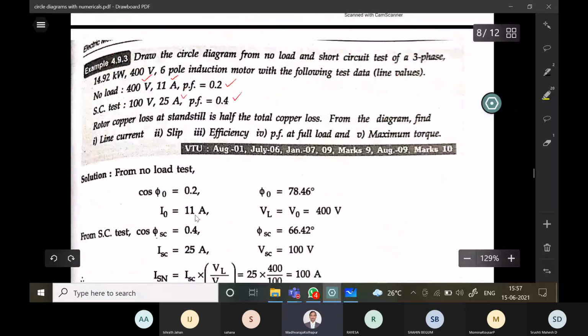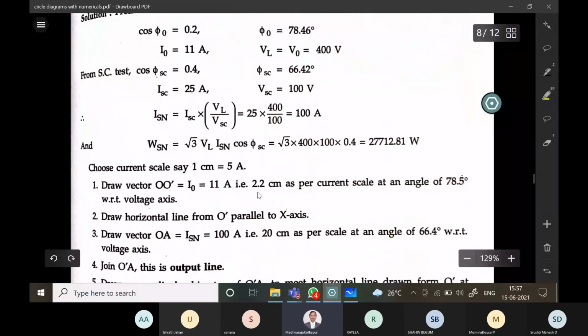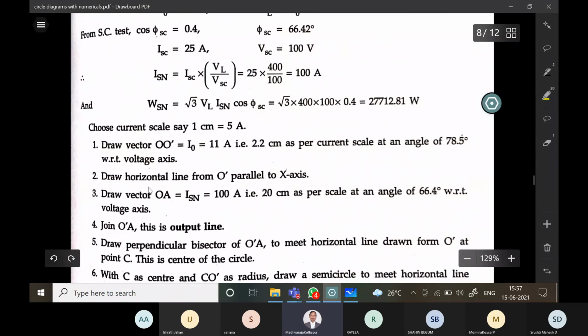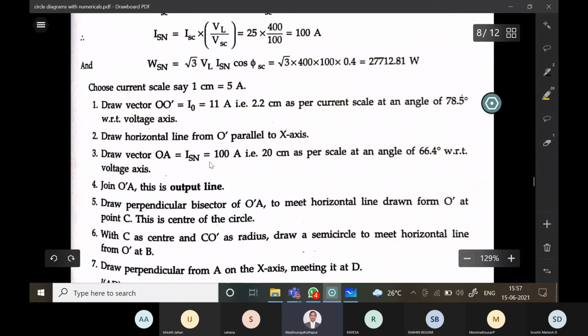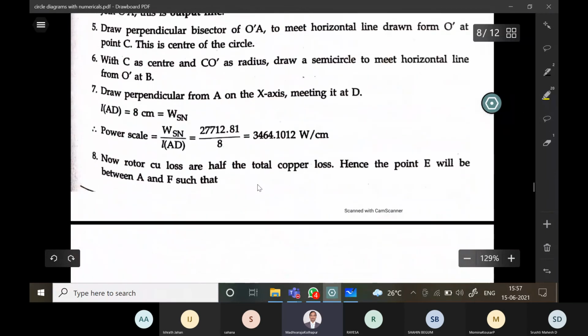In this we have 11 ampere, so only slight changes. I naught is given for 11 ampere, so we will get 2.2 centimeter. In the previous case you got 1.8 centimeter. Now you will get 2.2 centimeter with an angle of 78.5 degree. So draw this. And ISN is 20 centimeter, again 100 amps, 66.4 degree. Same, repeat the problem.